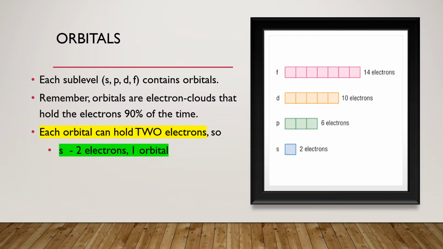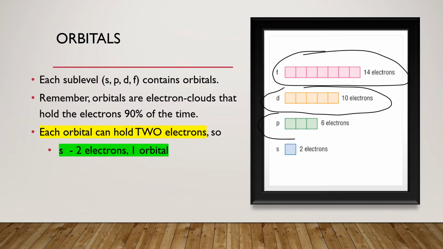So what an orbital looks like is they did up here, they do boxes. I do lines instead of boxes just because it's a lot easier for me to draw. I don't really care which way you do it, but for S, I'd do 1 line. For P, I would do 3 lines. They have 3 boxes. For D, I'd do 5, and for F, I would do 7.